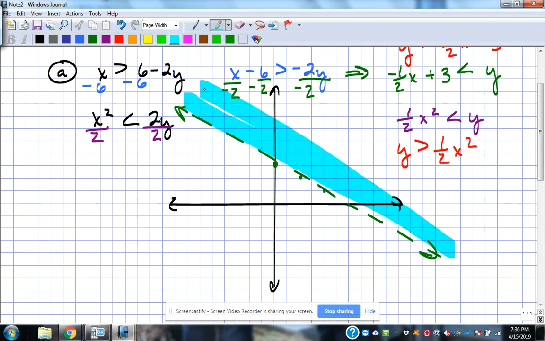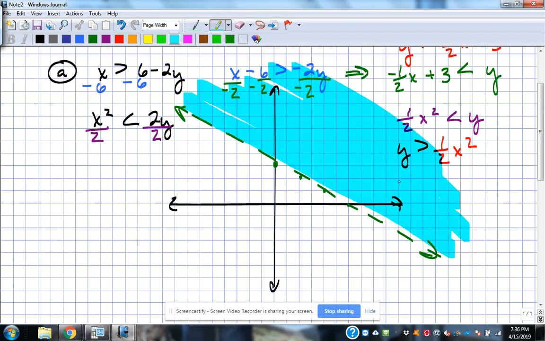I'm going to use a highlighter because it works real well with this. So I'm going to shade that half of that line. And then I'm going to graph y is greater than 1/2 x squared. I know that's a parabola that has a vertex at the origin. Basically, to get the rest of the graph, I'm picking x values and plugging them in. So 1 squared is 1, 1 times 1/2, 1/2. So at 1, we're at 1/2.